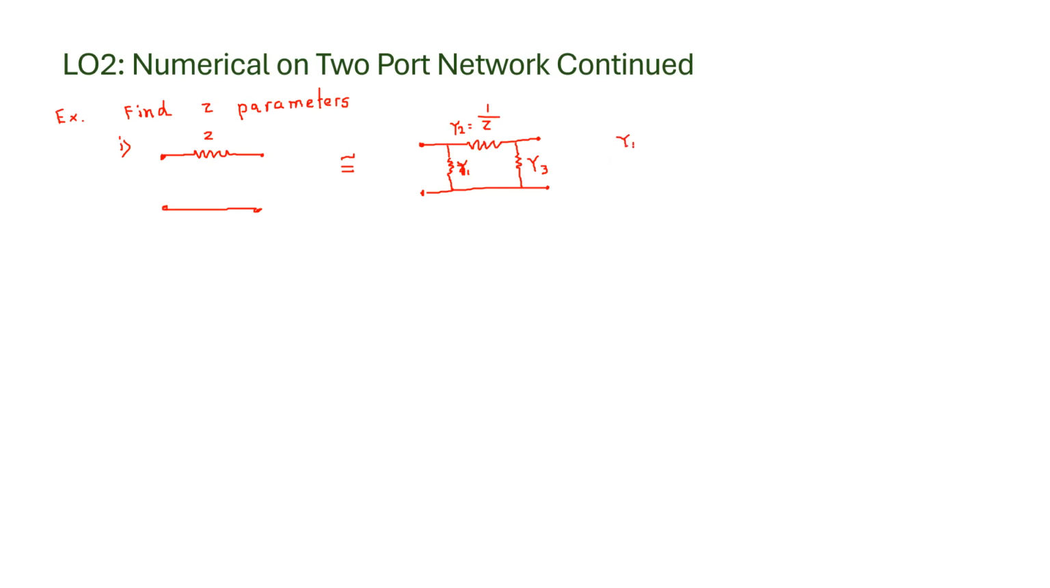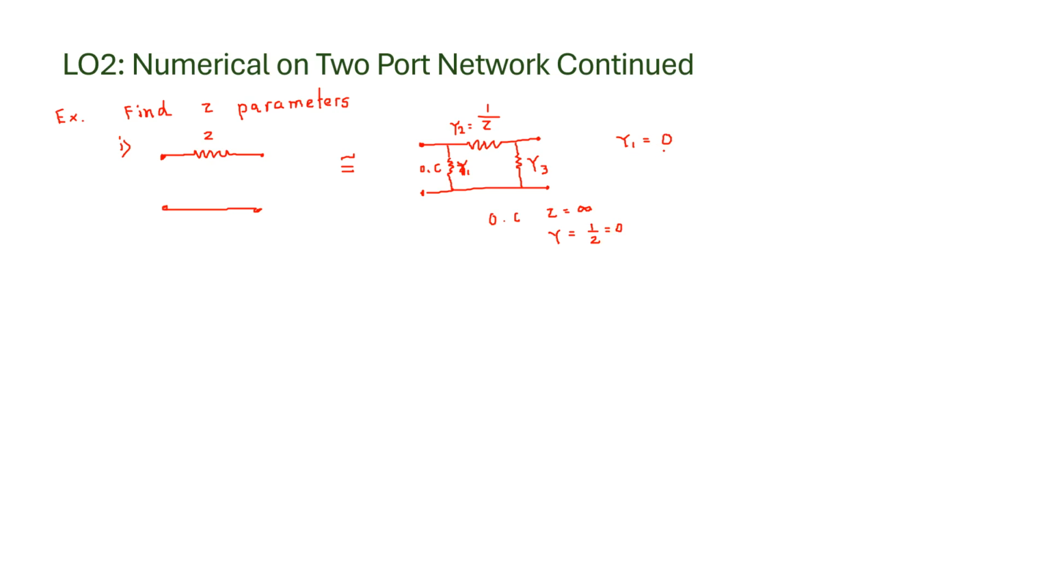Now what will be the y1 value? We have to understand that this is an open circuit over here. You can see I don't have any resistor here. When it is an open circuit, we can say the impedance is infinity. So what will be the admittance? Admittance will be 1 by Z, so it will be 0. So the y1 value will be 0.